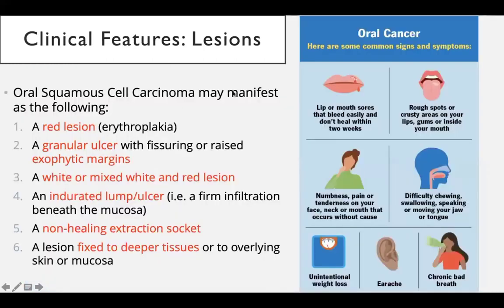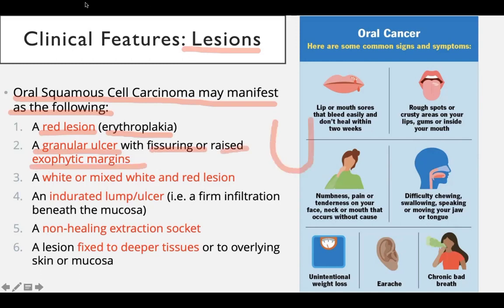Clinical features. Oral squamous cell carcinoma may manifest as the following lesions. It can be a red lesion known as erythroplakia. It can be a granular ulcer with fissuring or raised exophytic margins. This is tongue, and there can be fissures, a cracked tongue, and from the cracked tongue there can also be raised granular ulcers with raised margins. Okay, a white or mixed white-red lesion.